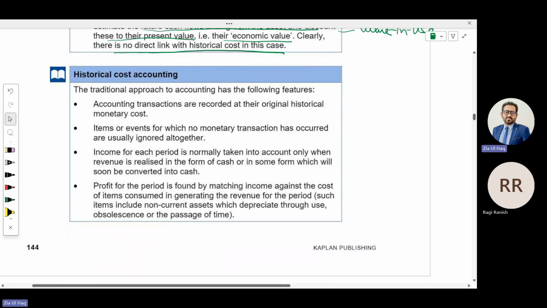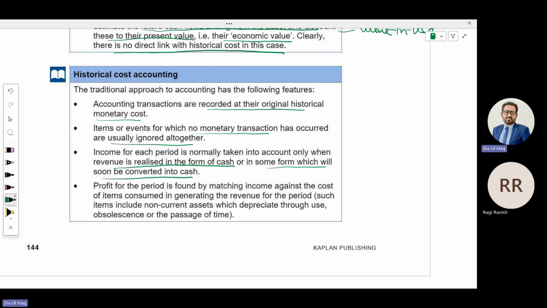The traditional approach to accounting has the following features. Accounting transactions are recorded at their original historical monetary cost. Items or events for which no monetary transaction has occurred are usually ignored altogether. Income for each period is normally taken into account only when revenue is realized in the form of cash or in some form which will soon be converted into cash.